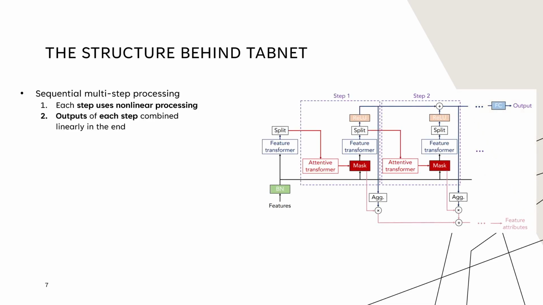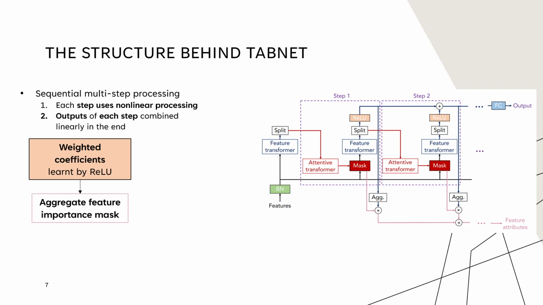So following with the overall architecture, after each of the steps, the weighted coefficients of the used features are learned by ReLU activations and added up at the end to generate the aggregate feature importance mask that is then used for global interpretability.